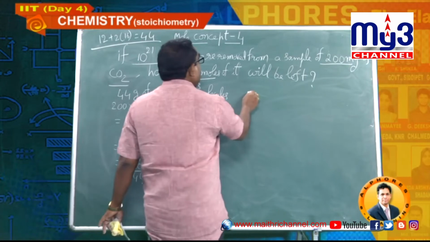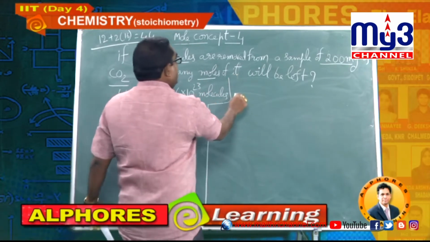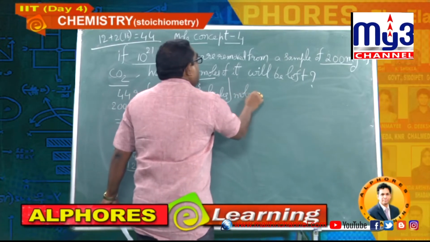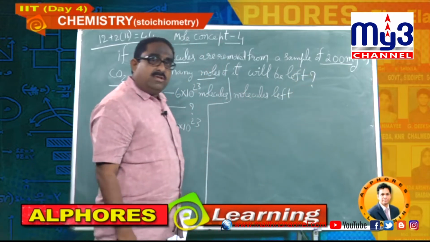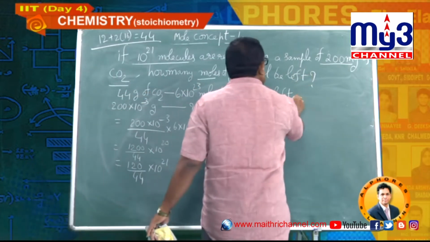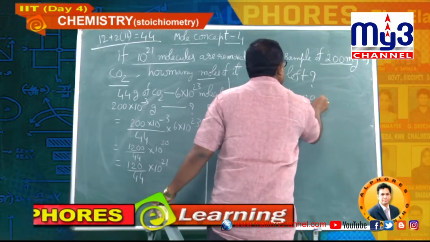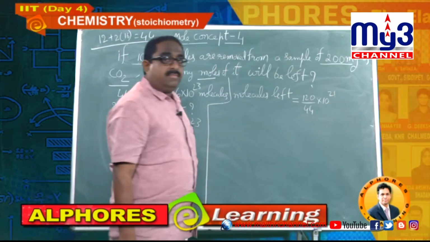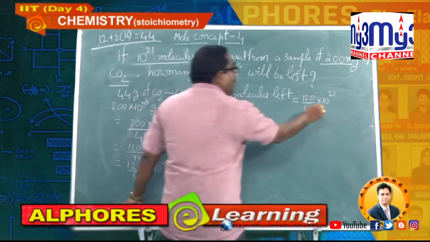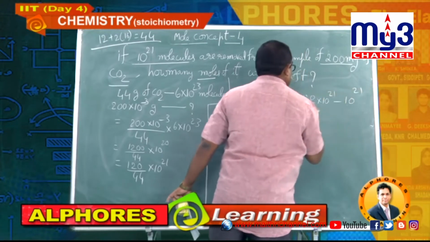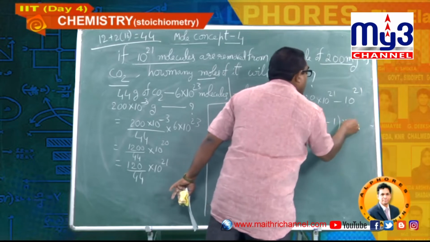Now I am writing here. Concentrate, students. Molecules left. Actually, how many molecules are present? 120 by 44 into 10 power 21. Write down, students. Note down. And out of that he has removed 10 power 21. So 120 by 44 minus 1 into 10 power 21.